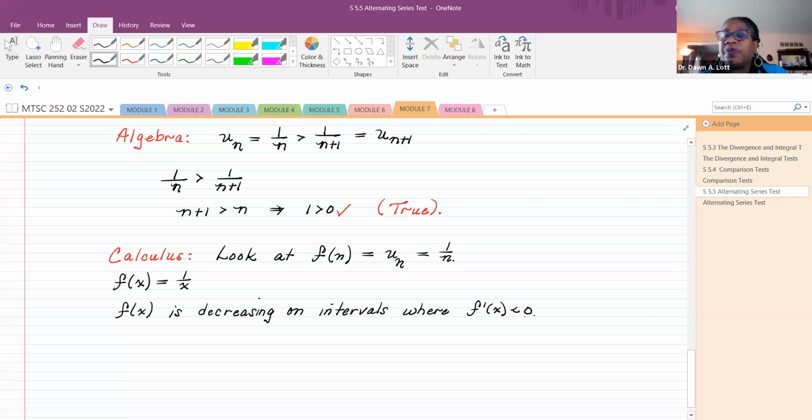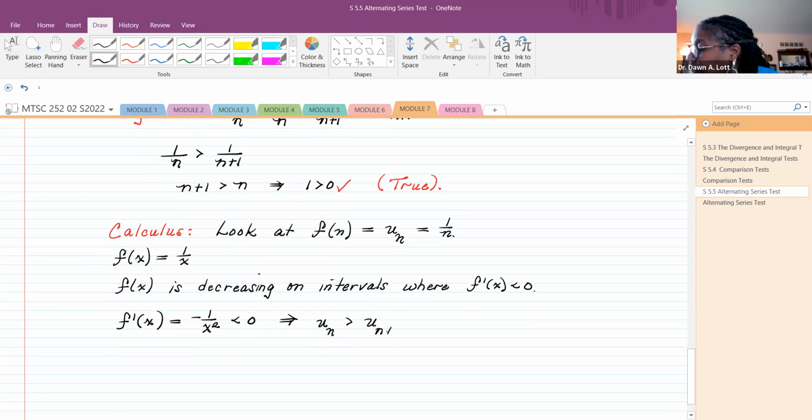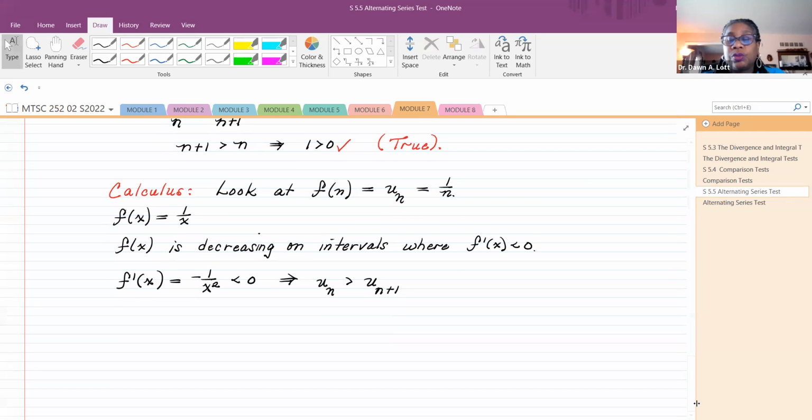If I can show F prime of x is negative, then I know the function is decreasing, which also means that my sequence of u_n is also decreasing. So F prime of x, this is an easy one, is negative 1 over x squared, which is always negative. So that implies u_n will be bigger than u_n plus 1 because this function is always decreasing. So the next term will always be smaller than the one before. Okay, so I have shown the second part.